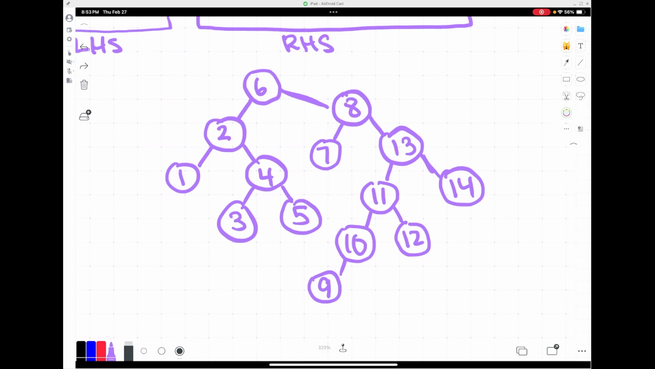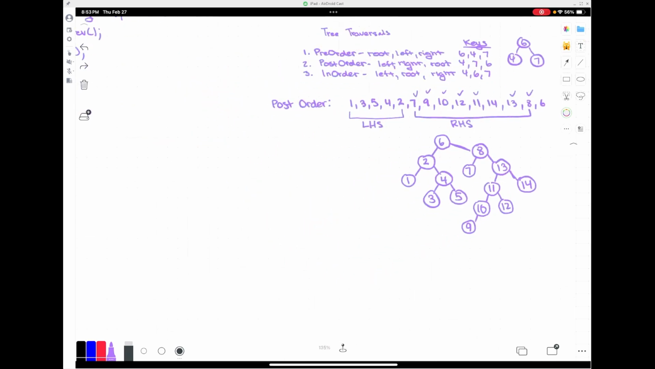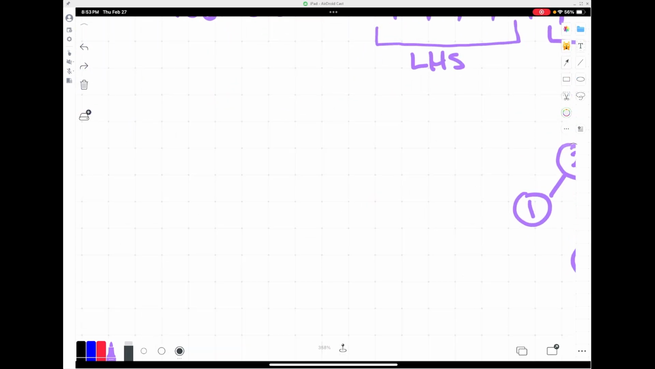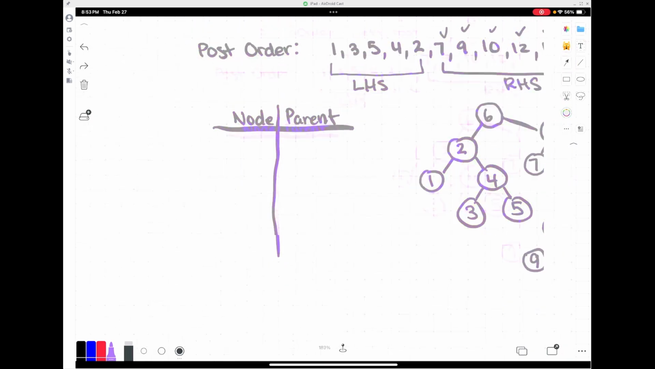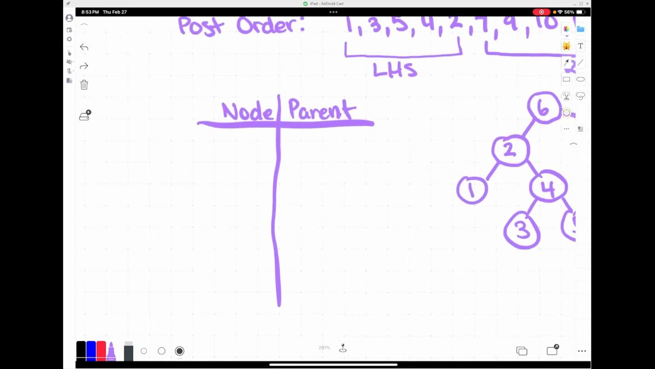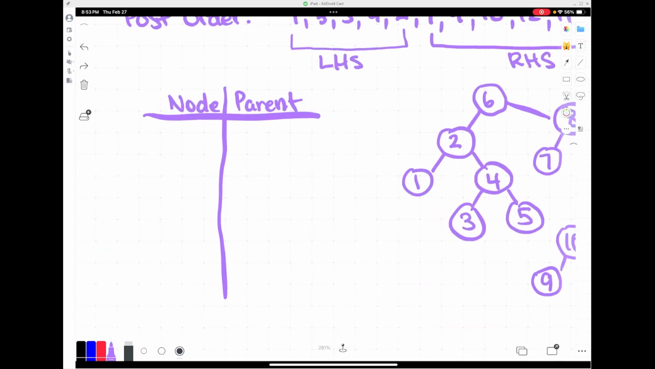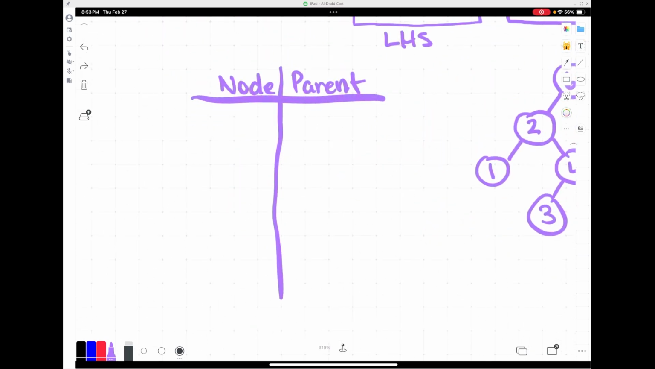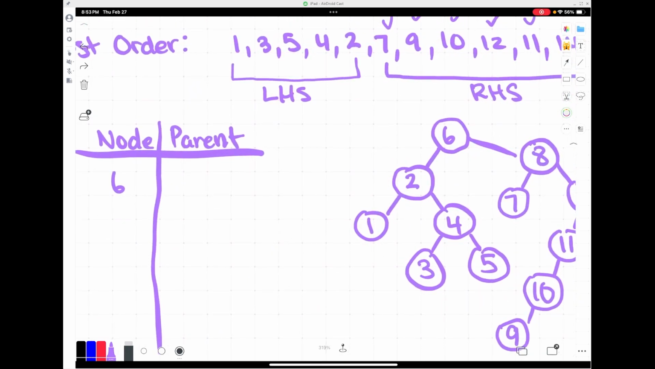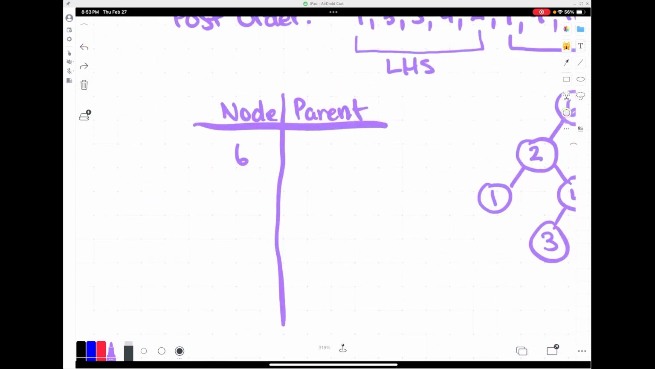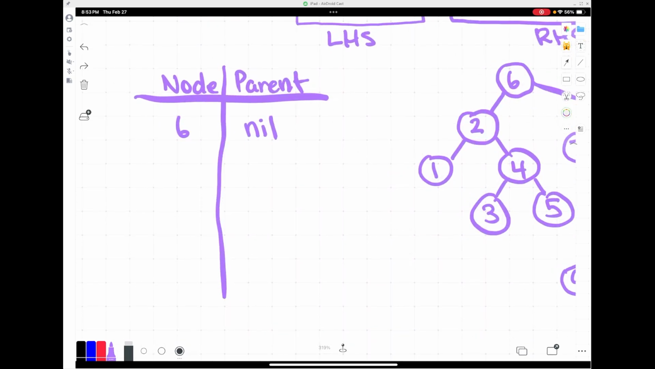Yep. And then I'm just going to do the table just to go over it. The node, and then the parent. So on the study guide, I remember the answer is 1, 2, 3, in that order. But honestly, again, I don't think it matters. So I'm just gonna do it from 6. So 6 is our root, so it's gonna be nil. It doesn't have a parent.